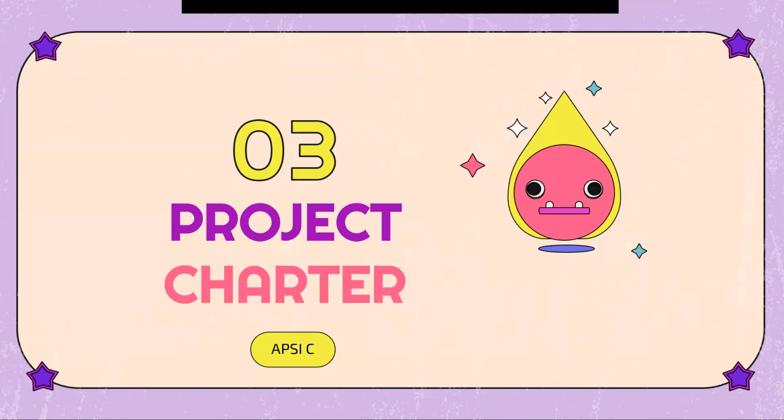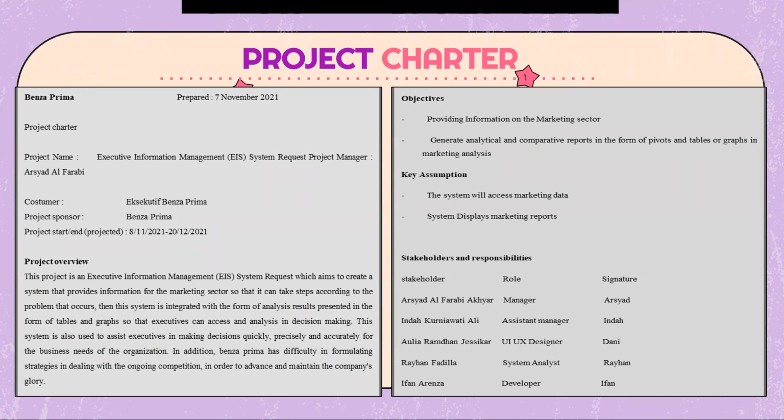The next one is project charter. Project charter is a document that describes the information needed to create a project, including the name of the project manager, customer, project timeline, project overview, objectives, key assumptions, stakeholders, and responsibilities. In this picture, as you can see, it is explained that the name of the project is Executive Information System or EIS, with project manager Arsyad Al Farabi.